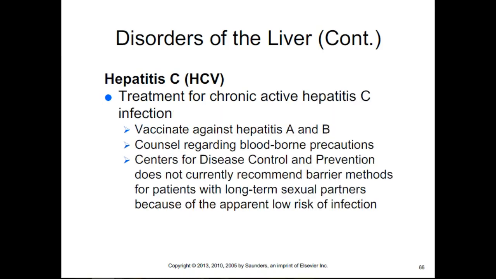Right, so treatment for chronic active hepatitis C infection is to vaccinate against Hep A and B, also counsel against blood-borne precautions. And then the Centers for Disease Control and Prevention does not currently recommend barrier methods for patients with long-term sexual partners because of the apparent low risk of infection.